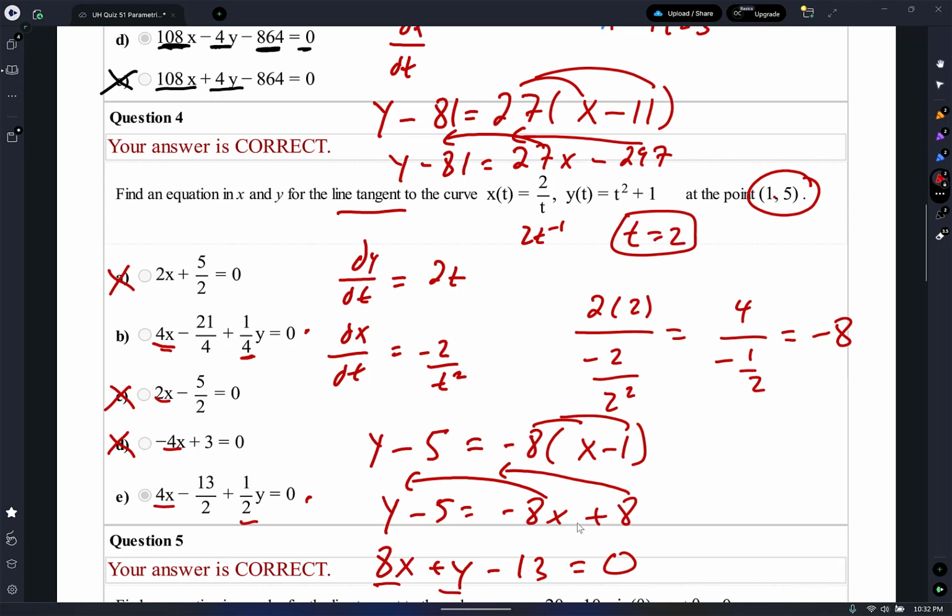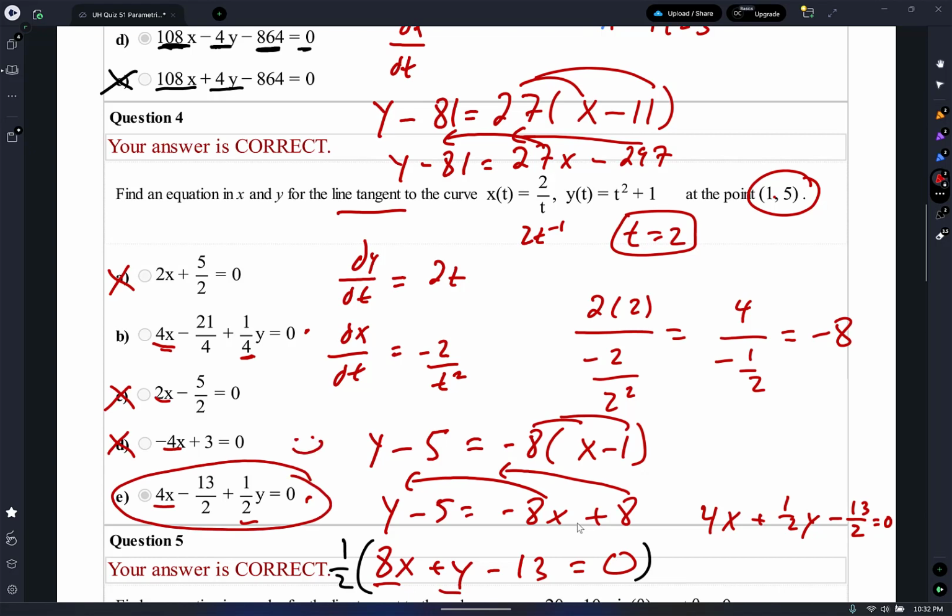Next, I noticed that both of them have 4x, so that means I have to divide everything by 2, which is the same thing as multiplying everything by half. So if I multiply everything by half, let's see, 4x plus 1/2 y minus 13 over 2 equals 0. OMG, there it is, letter E. 4x plus half y minus 13 over 2 equals 0. So there it is, guys.